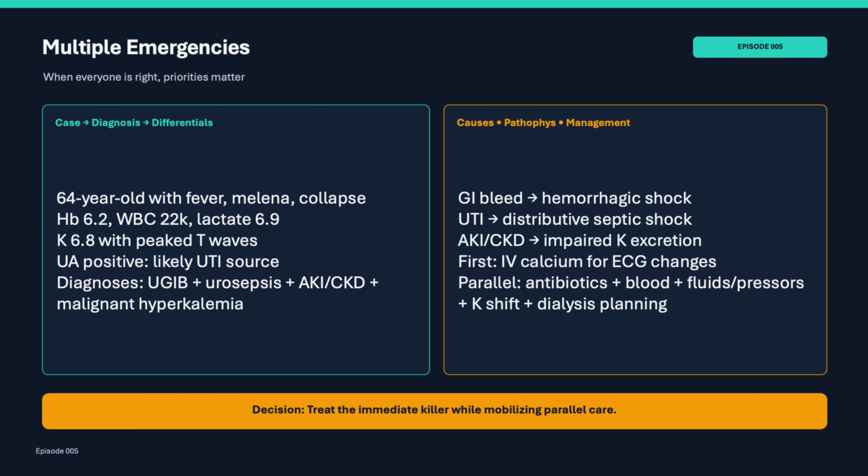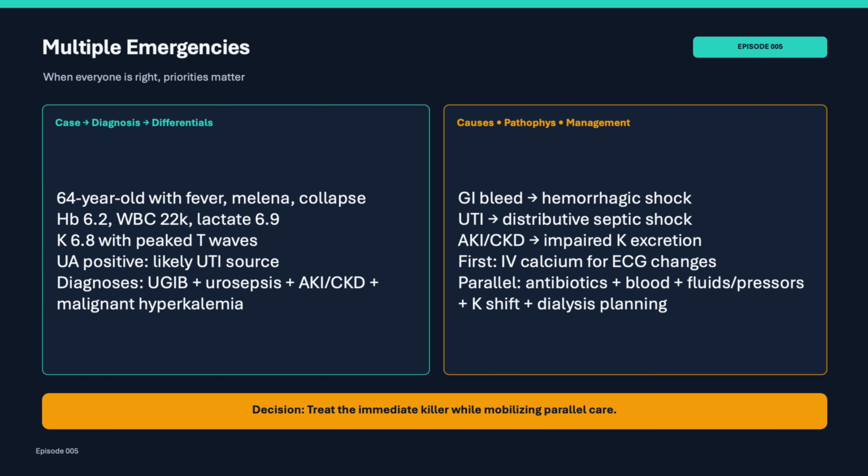His blood pressure was 72/40, and he was pale, confused, and poorly perfused. His hemoglobin was 6.2, his lactate was 6.9, and his creatinine had risen above baseline. His potassium was 6.8, and the ECG showed peaked T waves. Urinalysis suggested a urinary source of infection.